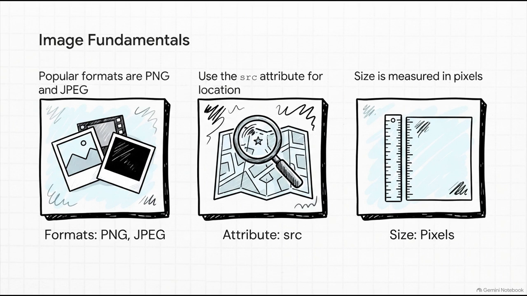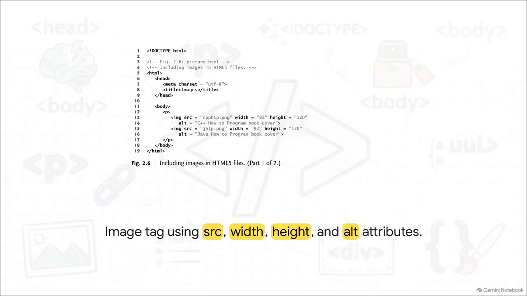Much like the anchor tag needs an href, your image tag uses the src or source attribute to direct the browser to the file's location. And just a quick note, when we're talking about sizing these images, remember that web measurements are always done in pixels. Take a look at this fully built image tag in action. Notice how the src points directly to a PNG file, but we also have these optional width and height attributes. By explicitly defining these in pixels, you lock in the exact dimensions of the image on the page, which prevents the browser from having to guess based on the original file size.